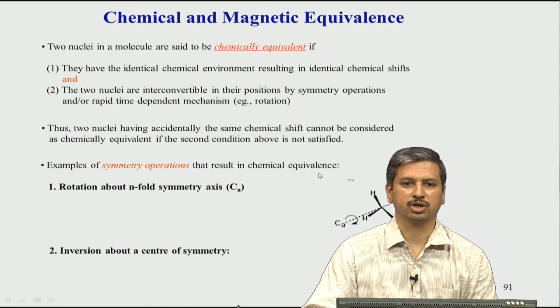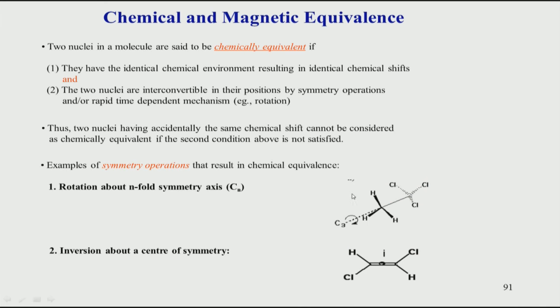The example is shown here on the right. Let us look at these two hydrogens, or we can look at all three hydrogens here. I can convert this hydrogen into this position by simply a rotation. The angle between them is 120 degrees. By simple rotation I can change this to another hydrogen, or I can take this hydrogen to this side by another rotation. So, by simple rotation I am able to interconvert these three hydrogens.